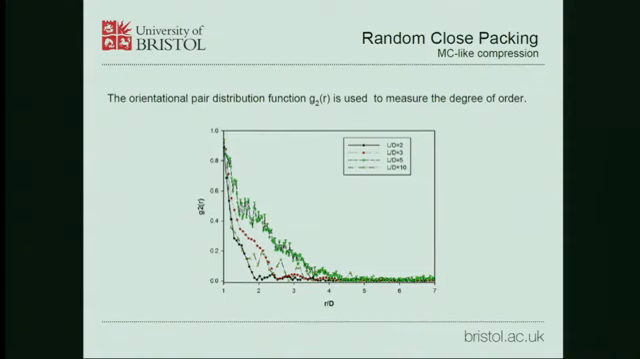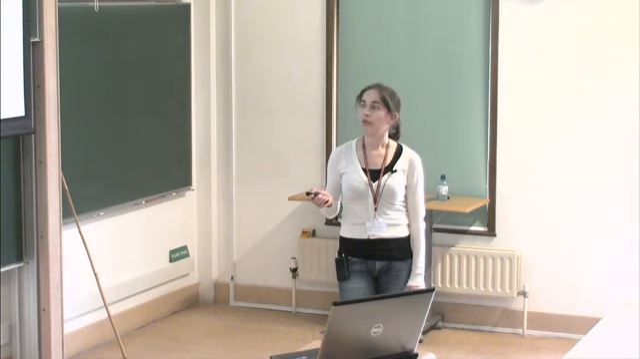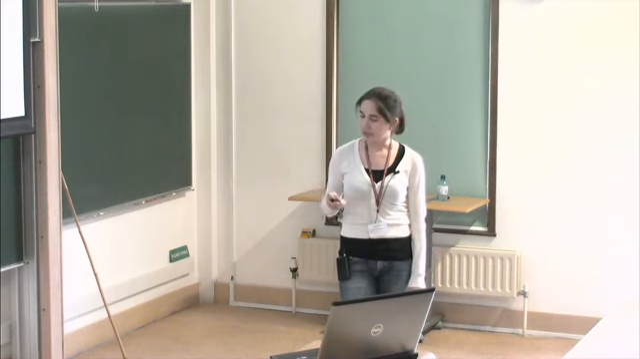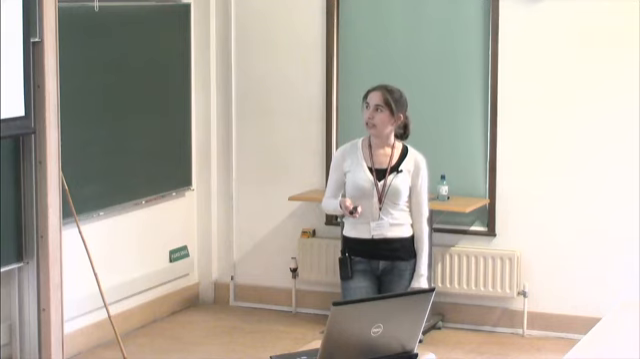So what we did next is we did the other method that I told you about. So how does this work? In this case, we consider that each particle is moving away from its overlapping particles with a certain speed, and with that we calculate the translational velocity and the rotational velocity. And we move the particles in this direction, move and rotate. For each pair of particles, we calculate the overlap, and we calculate the direction in which we need to rotate and translate them, and we do it.